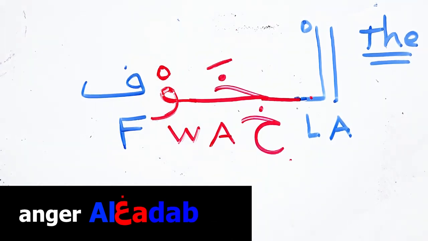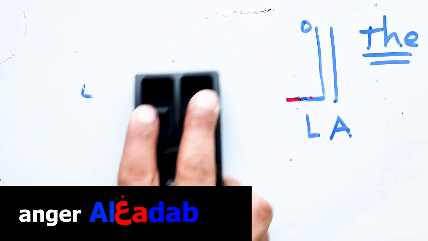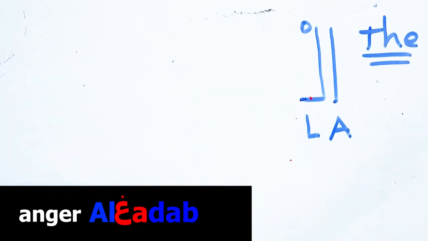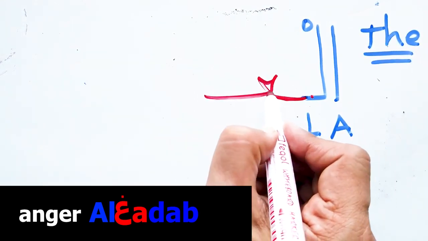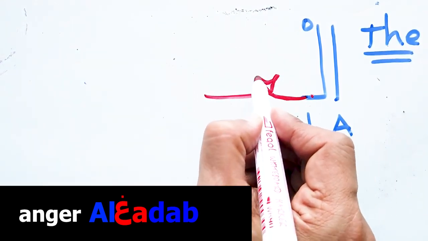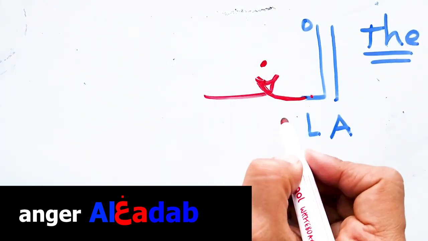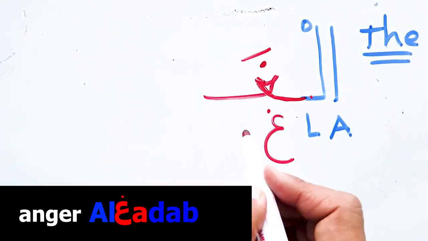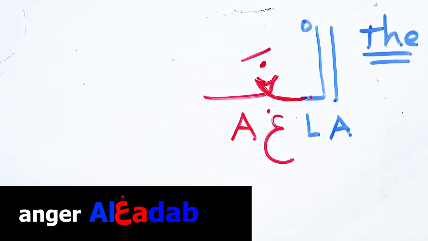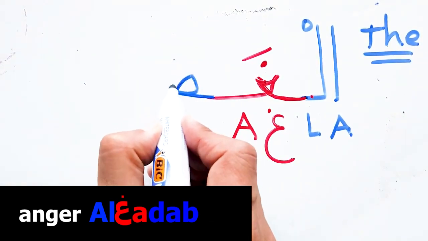الغضب. Let's see. The sound of R in French, I think. This letter. Okay. Let's add it here. So al-gha. So I will add the letter as it is. Al-gha with fatha. We will add a. Al-gha. Ba. The sound of strong D.